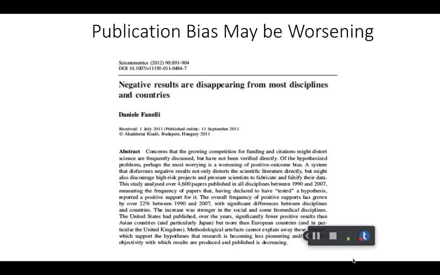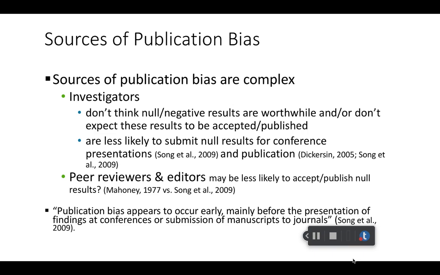Publication bias may actually be getting worse over time. This is a study published in 2012 that shows that negative results, results that do not support the researcher's hypotheses, are disappearing at a faster rate over time. We know a lot about the sources of publication bias, about why this happens, and it's clear that the sources of publication bias are quite complex.